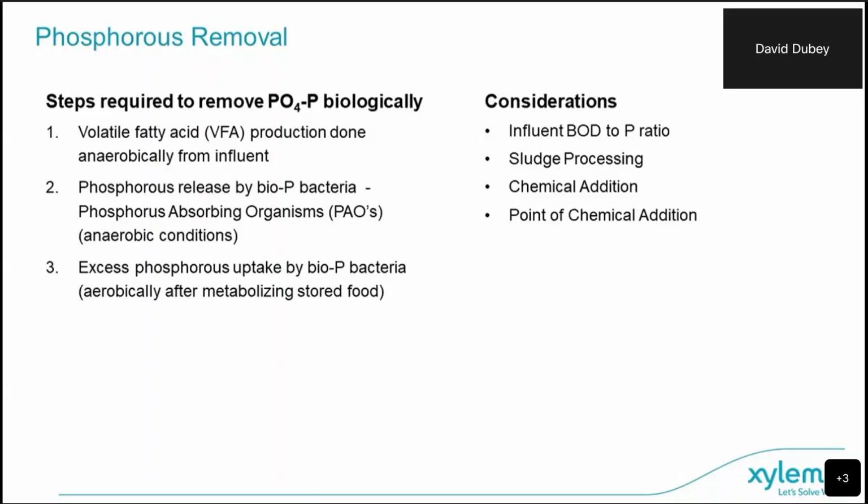And we have to remember with phosphorus removal, we have to have a much higher BOD to phosphorus ratio, typically about 45 to 1. And we have to worry about what happens with our sludge, because we don't want to send all of the phosphorus back to the beginning of the plant when we dewater our sludge.